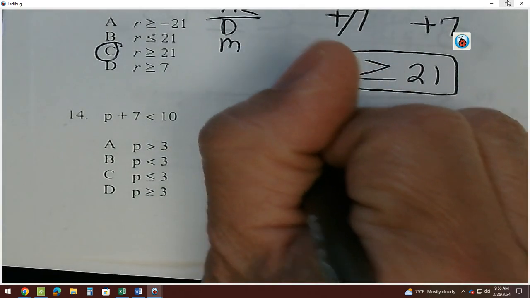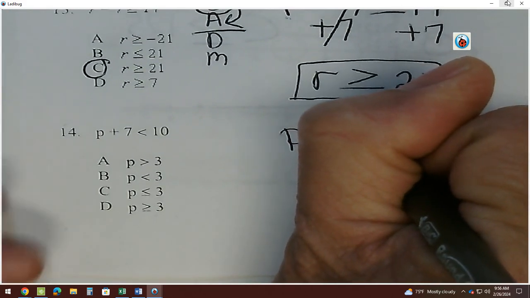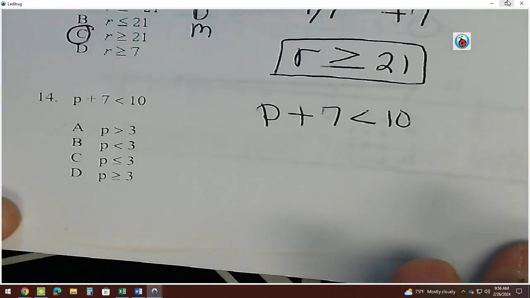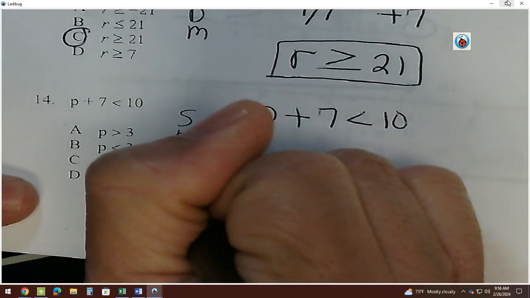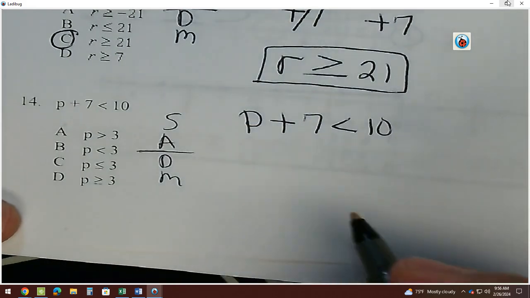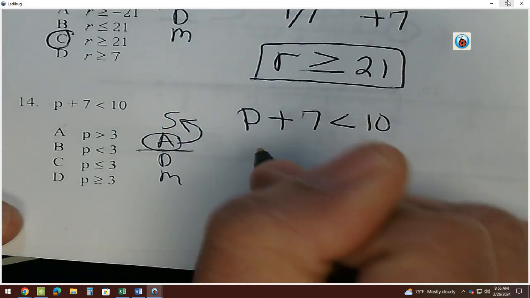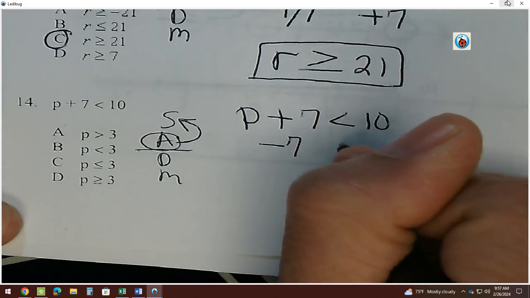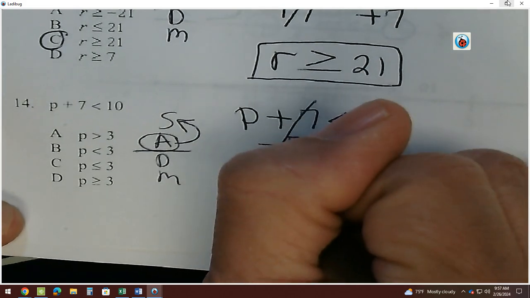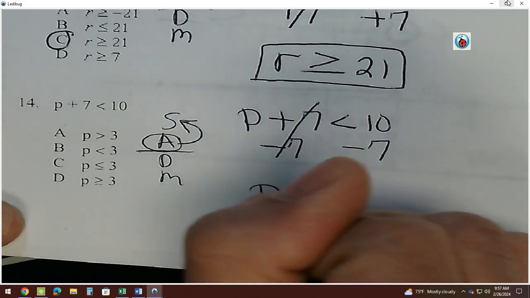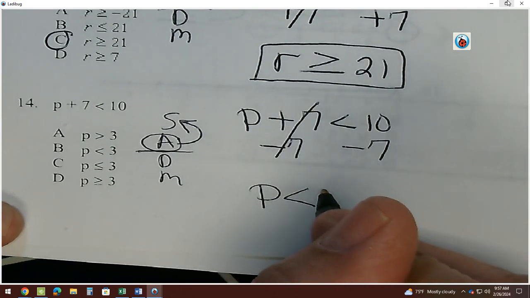Number 14. P plus 7 is less than 10. So how do I solve for P? Set M. What's going on with the P now? It's adding. So how am I going to solve it? I'm going to do the inverse, which is subtract by 7. What you do to one side, you do to the other. A positive 7 and a minus 7 becomes 0, which is nothing, which is gone. Bye-bye to that one. Bring down the symbol, less than. What's 10 minus 7?